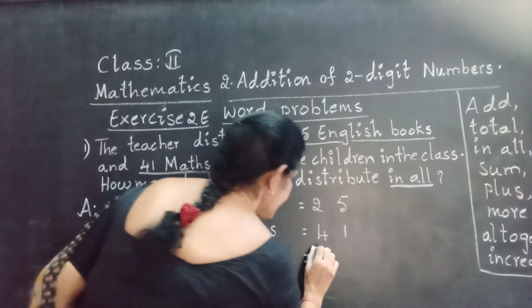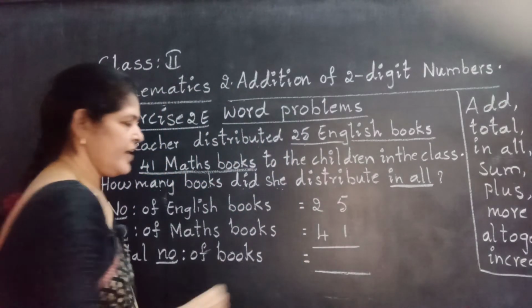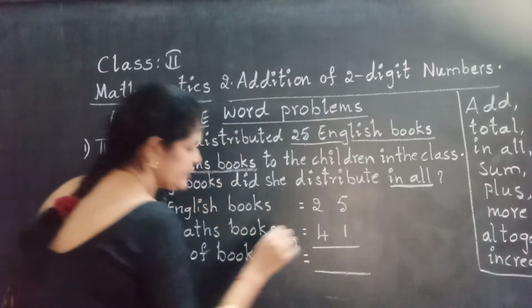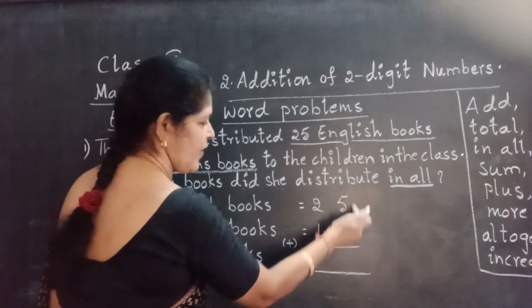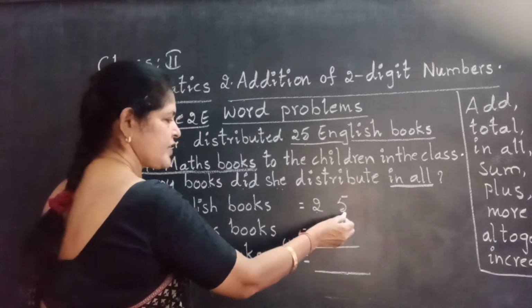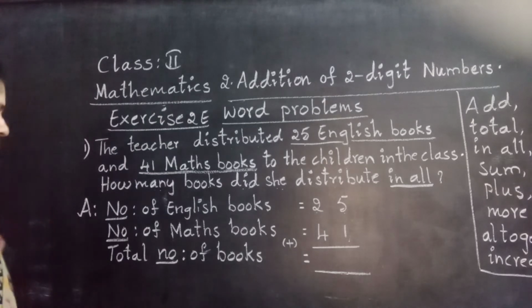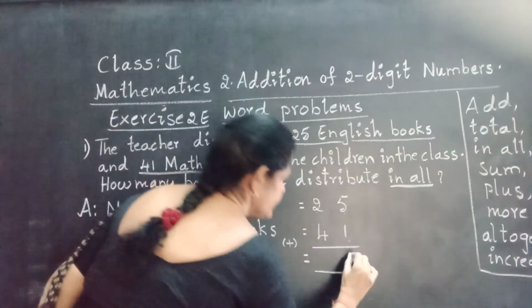How do you get total, Nana? By addition. What is the symbol for addition? Plus. We keep plus here. Put small brackets. Adding from ones. This is ones. These are tens. English books are 25. Maths books are 41. Here we find out the total. In all means total. 5 plus 1, 6.